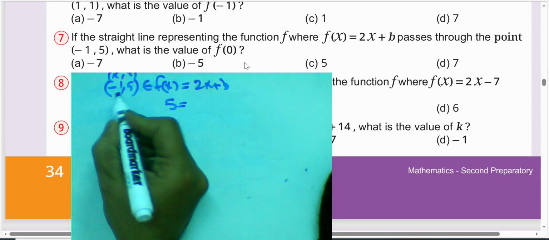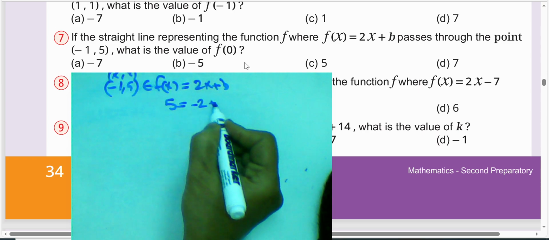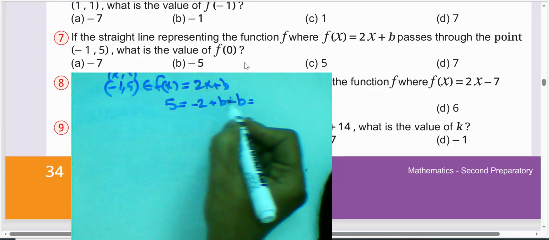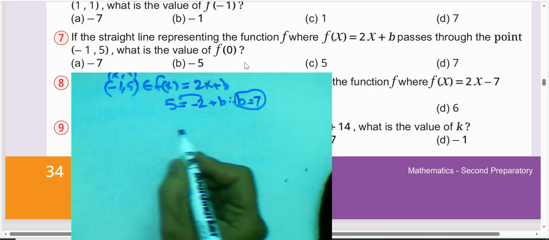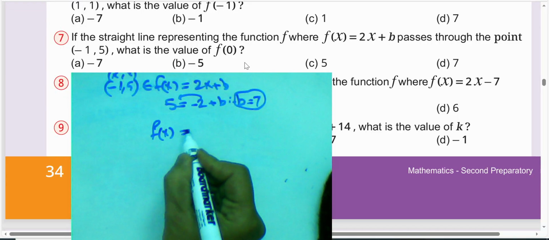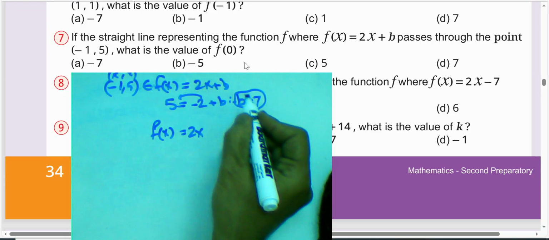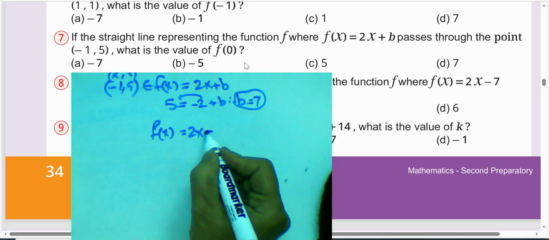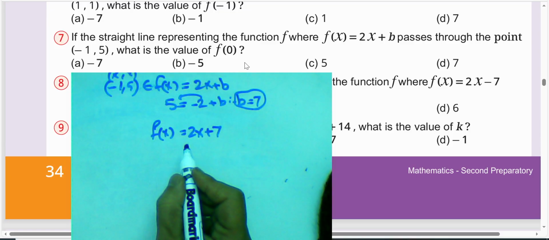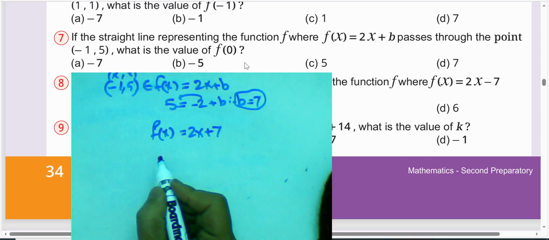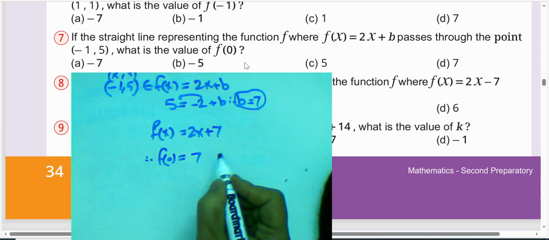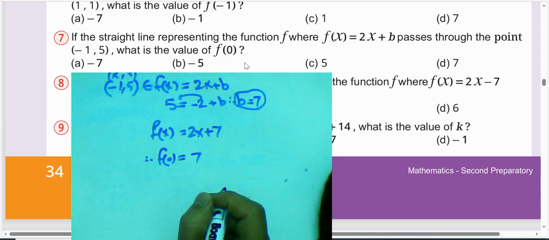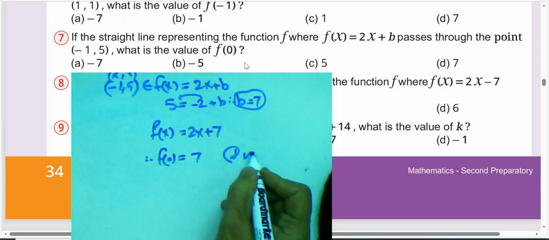5 will be equal to negative 1 times 2, which is negative 2, plus b. And the value of b equals 5 plus 2, which is 7. The value of b will be 7. Then f of x equals 2x plus 7. Then f of 0: 2 times 0 is 0, 0 plus 7 equals 7. Then f of 0 equals 7. The answer also will be letter D.